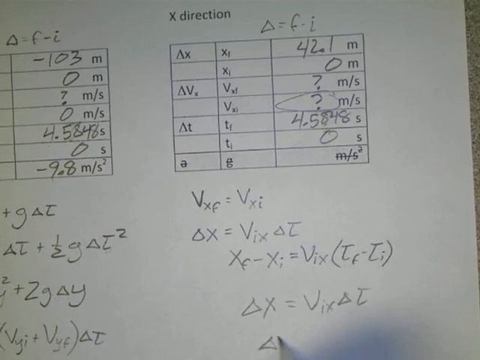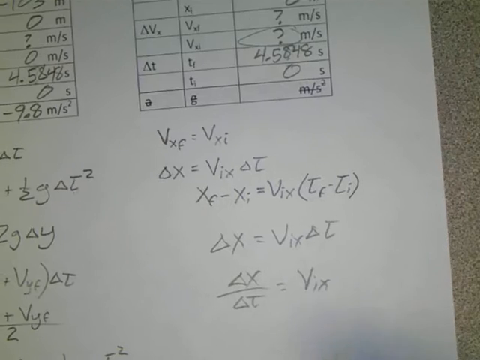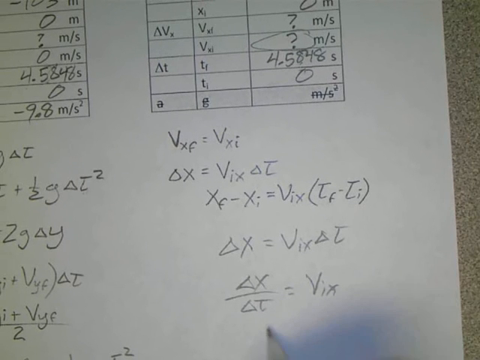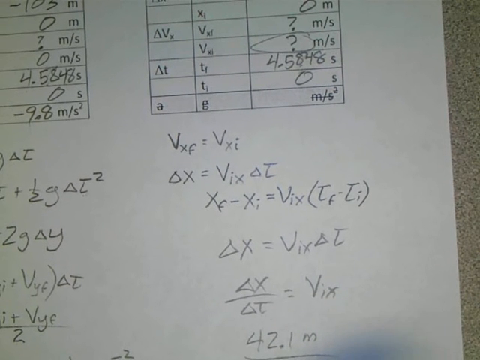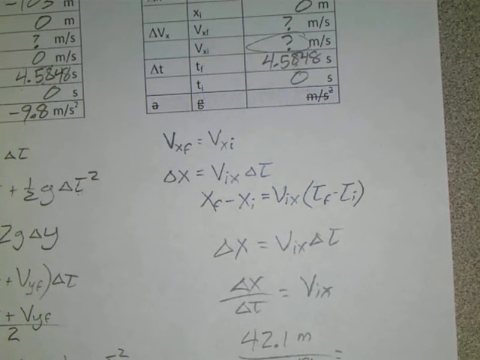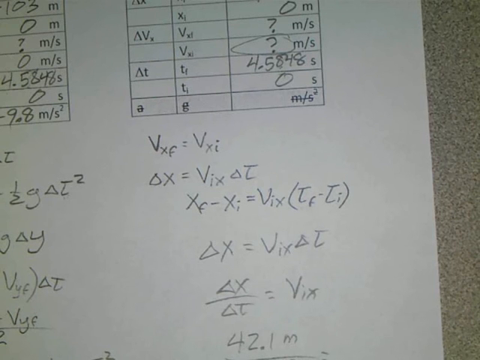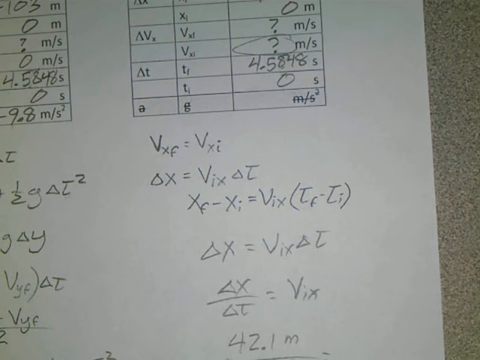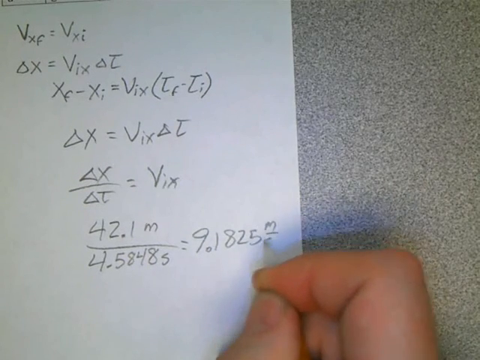You get the initial velocity in the x direction is change in position in the x divided by change in time. Change in position is the width of the cliff. Change in time we just found. So 42.1 divided by 4.5848. It's about 9.1825 meters per second. That's how fast it has to leave the cliff to get over to the other side where they want it.